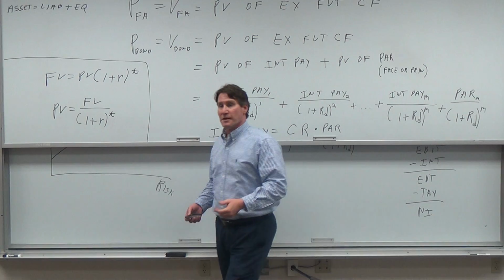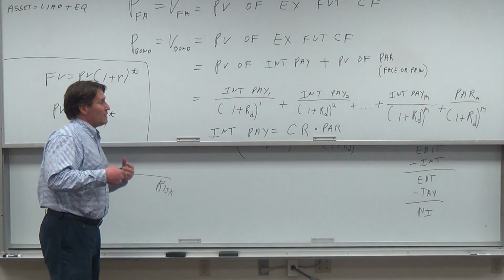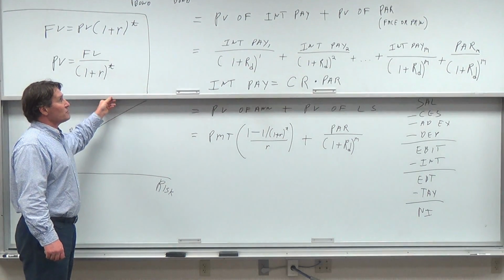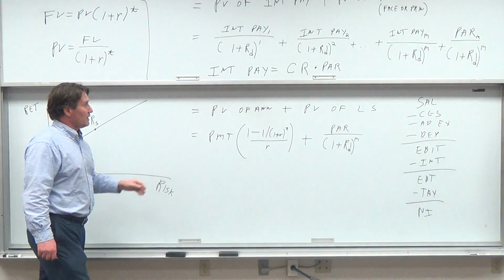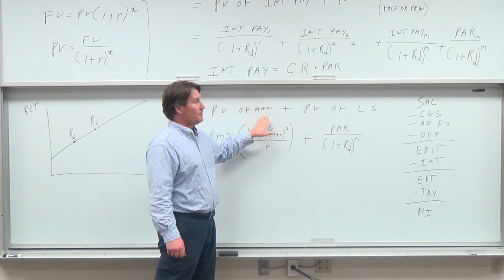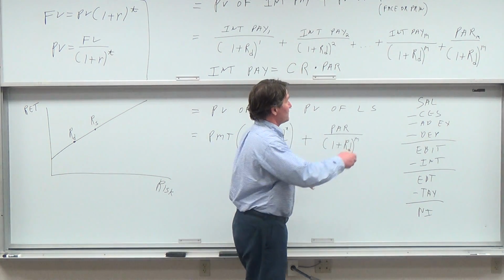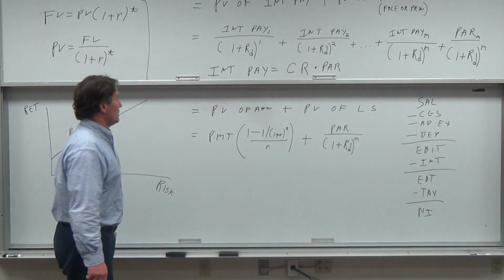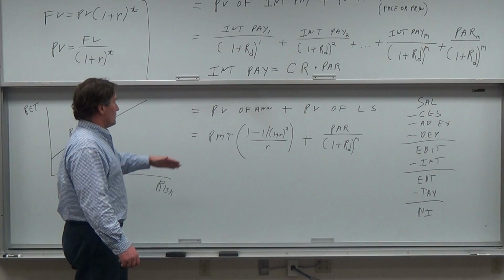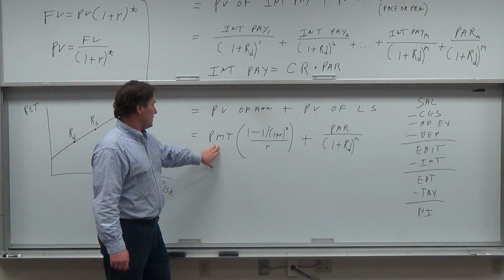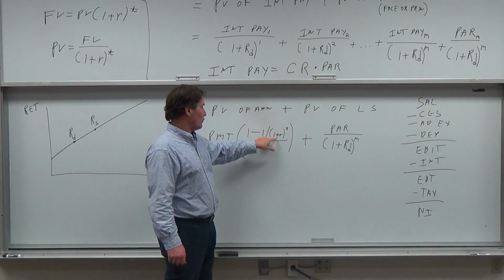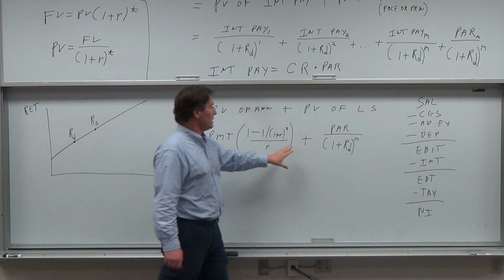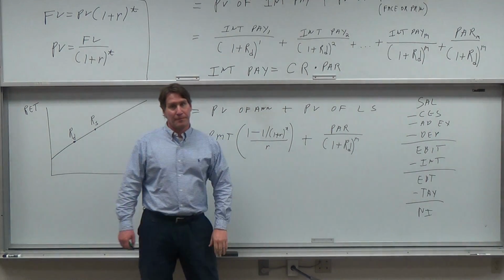Well, what do we call something that's the same dollar amount every year or every period? We call that an annuity. So the first part of the bond calculation is the present value of an annuity, plus the present value of the lump sum, which is the par value here. Okay? From principles, the present value of an annuity is the payment times 1 minus 1 divided by (1 plus r) to the t, all over r. This is the present value of an annuity. This is the present value of a lump sum.